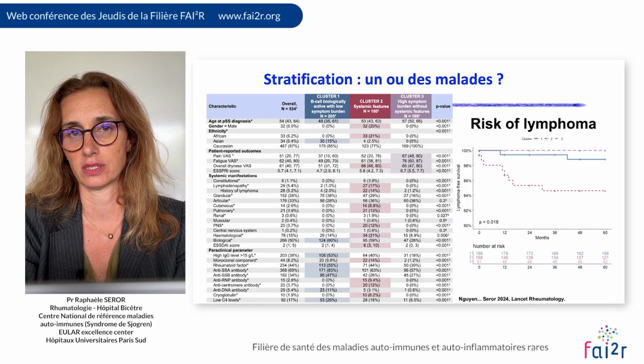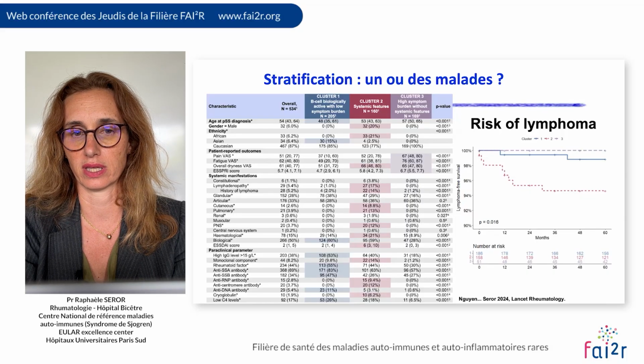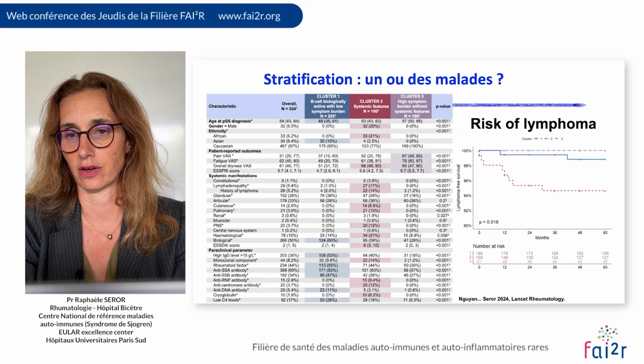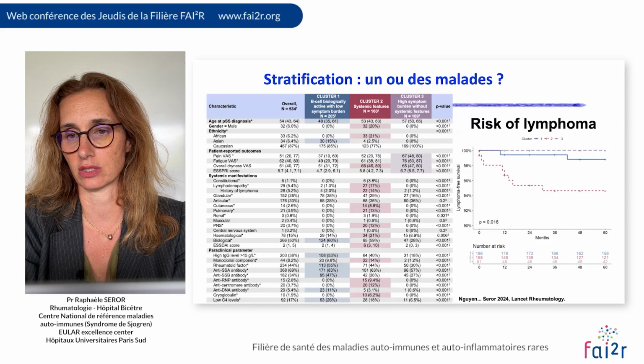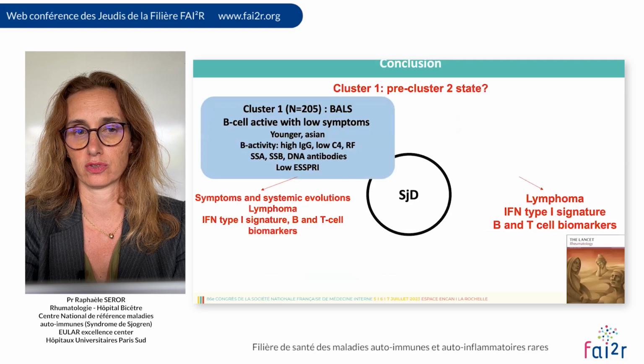As you can see, this cluster is even a little bit older and presents with a high level of pain, fatigue, and dryness compared to the 2 other clusters. And if we look forward, during the follow-up, the cluster with systemic features is the one having the highest risk of lymphoma, followed by the cluster of B-cell biologically active patients, and no lymphoma occurred in the high symptom burden group, which means that we have 3 different clusters.